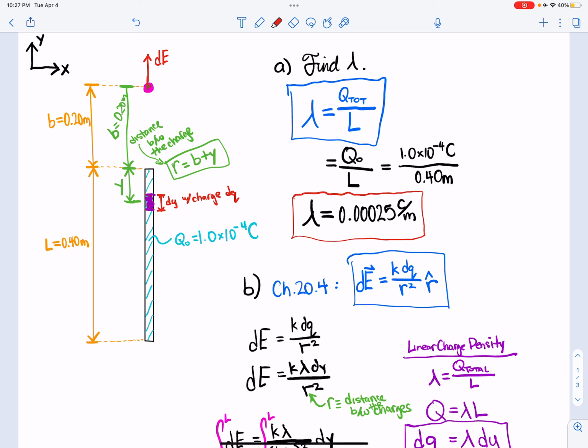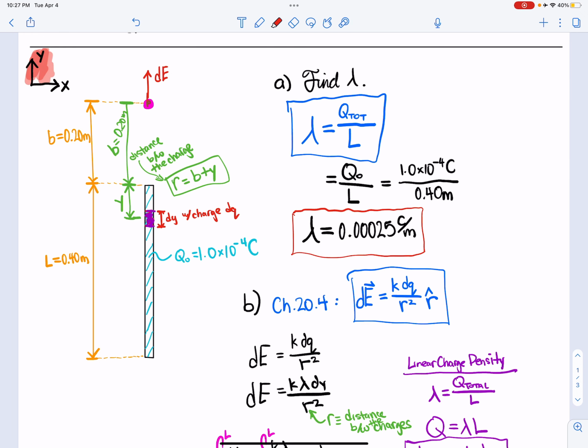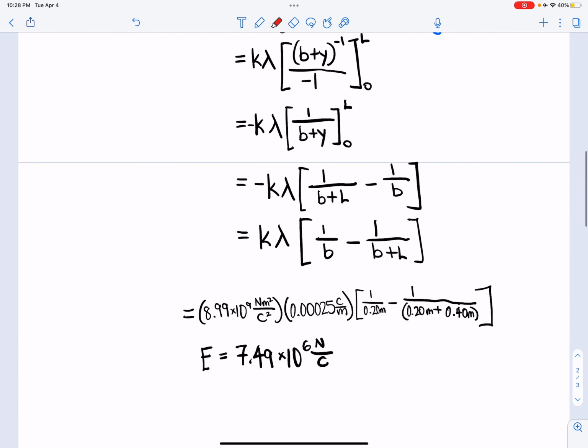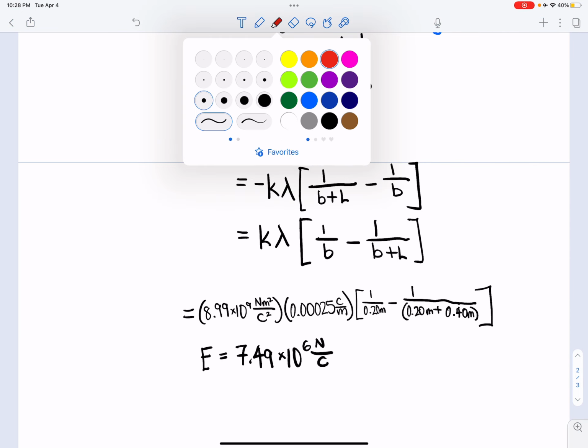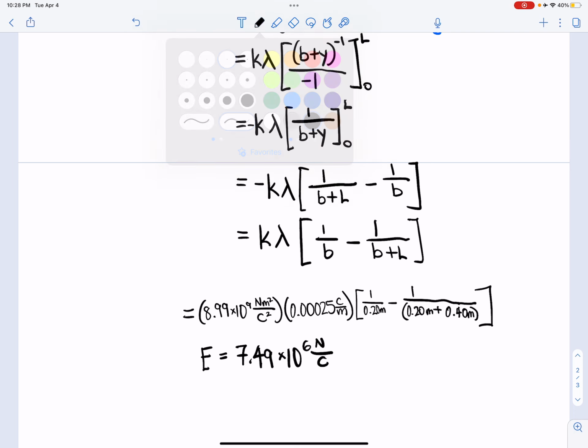And this point P, the electric field there, you just imagine there's a positive charge there. A positive plus positive would repel it, so it would push it up towards positive y, right? That's why we have the coordinate system. So the final answer, if we want a vector, right? This is the magnitude, but the vector of electric field is positive 7.49 times 10 to the 6 newtons per coulomb along the j hat direction, okay?